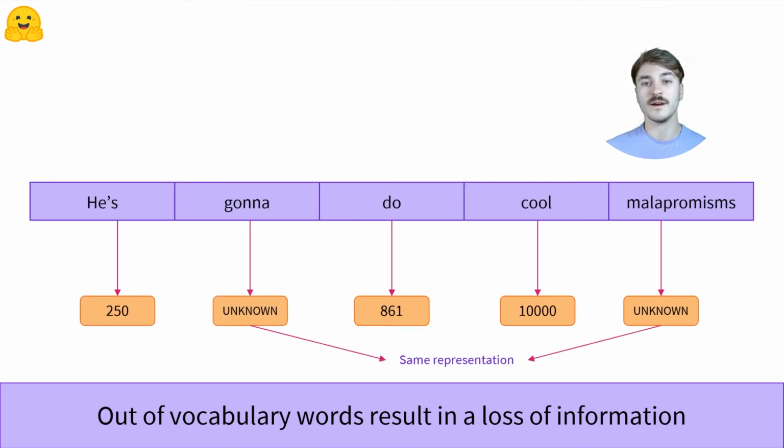Unfortunately, this is a compromise. The model will have the exact same representation for all words that it doesn't know, which can result in a lot of lost information if many unknown words are present.